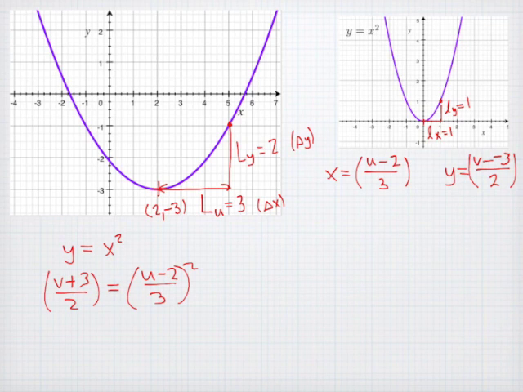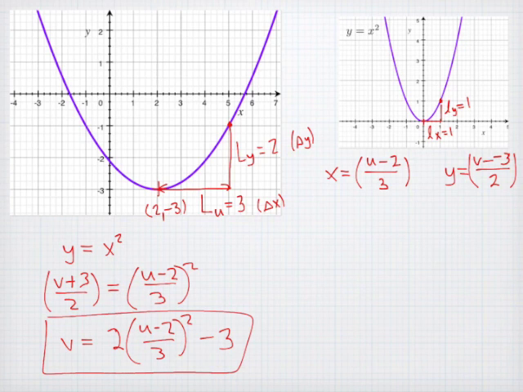And all I need to do is solve for my y variable, v, so we'll multiply by 2 and add 3. So 2 times u minus 2 over 3 squared minus 3. This is the equation of my new parabola. I usually want to write that in terms of my original variables x and y, and so in the language of x and y, my function is y equals 2 times u minus 2 over 3 squared minus 3.